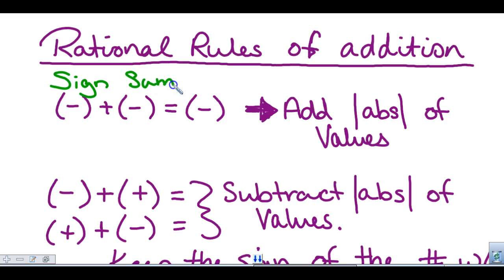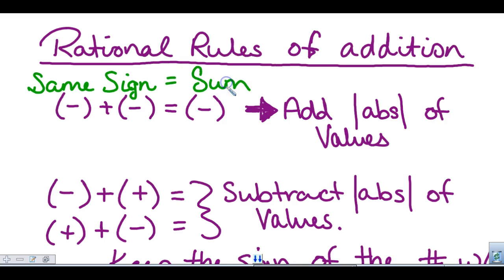So I like to say this fun phrase to help us remember what to do. Same sign, we take the sum, the sign stays the same. So if the sign is the same, as in both negatives or both positives, we're simply going to add their absolute values and keep the sign. If we start with two negatives, our sign for their answer is going to be negative. If we start with two positives, the sign is going to be positive. So same sign, we take the sum, the sign stays the same. It's kind of a fun little riddle.